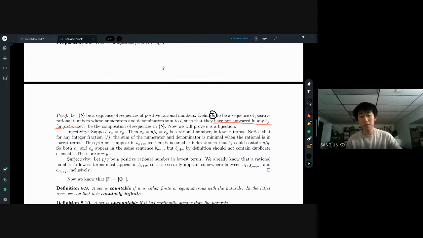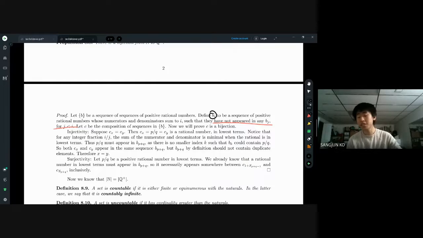So these two rational numbers appear in the same sequence, but this sequence should not contain any duplicate elements. And it doesn't appear in any other sequence in the future because we have constructed it such that we throw out any duplicates before. So therefore, these two must have come from the same natural number.